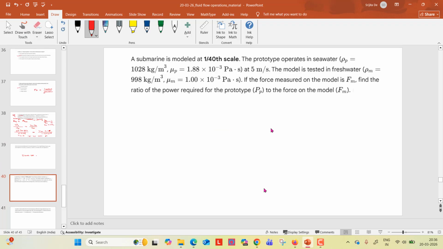Now a submarine is modeled at 1/40th scale. The prototype operates in seawater at some velocity. The model is tested in fresh water. If the force measured on the model is Fm, find the ratio of the power required for the prototype to the force on the model.